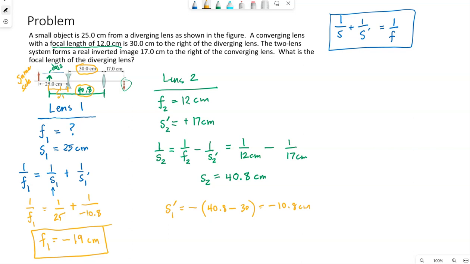So, different than the other example problems we did, but similar in that we can use the lens equations to represent or work with each lens individually. We want to make sure we measure distances from the lens we're doing the calculations for. This particular problem didn't talk about magnification at all. That's why I didn't use the magnification equations. We could find it if we wanted. The total magnification would be the magnification due to lens 1 times the magnification due to lens 2.